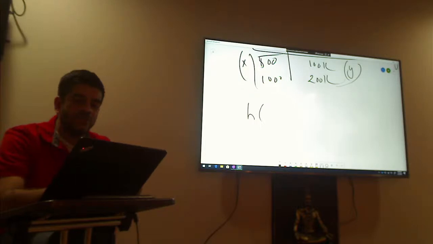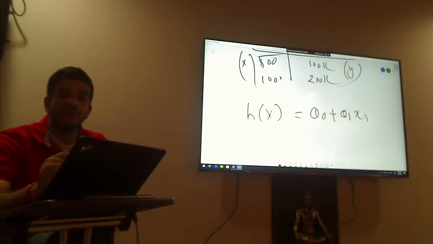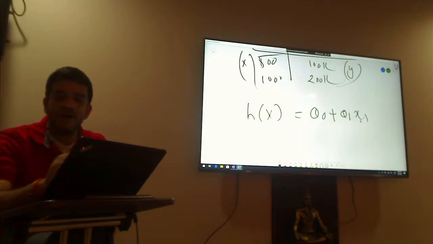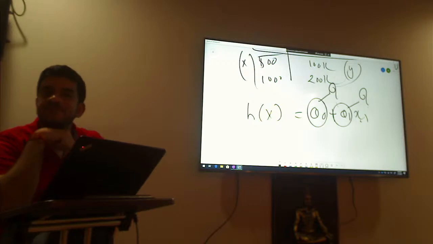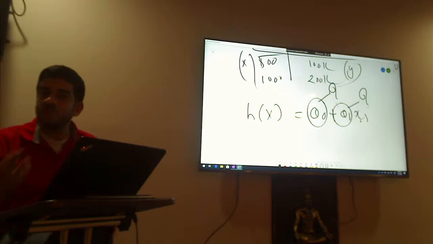We got the hypothesis: h(x) equals theta 0 plus theta 1 x1. So I got the value of x1 already from the training set. But I don't know theta 0 and theta 1, so I need to find them. So what do I use? Gradient descent to identify theta 0 and theta 1.